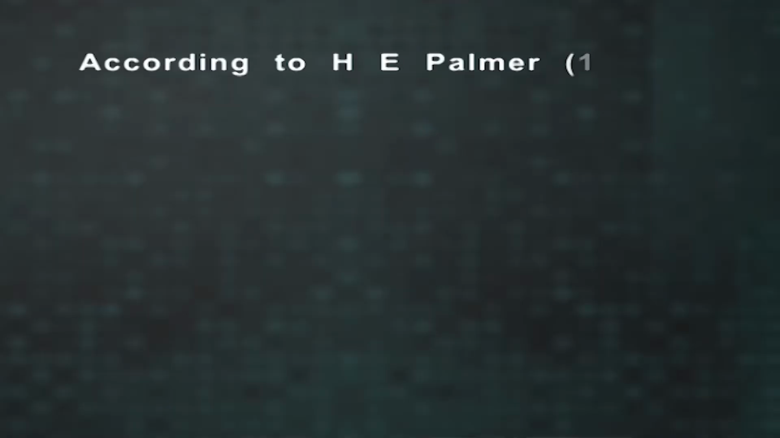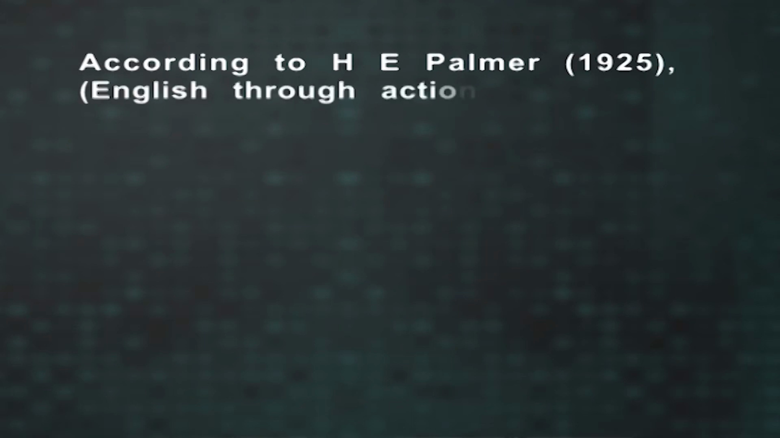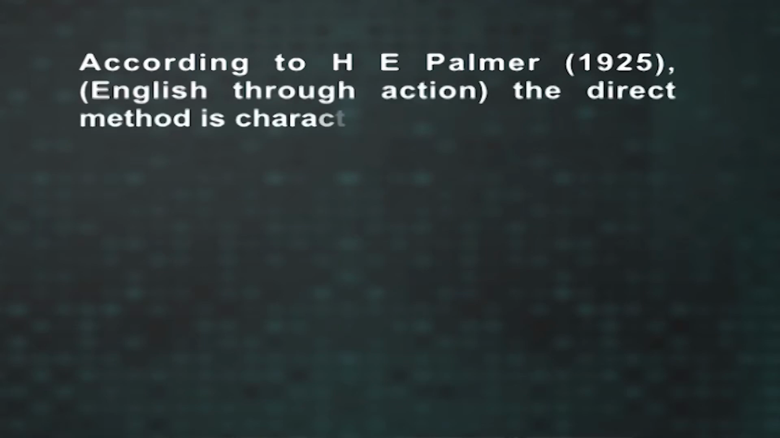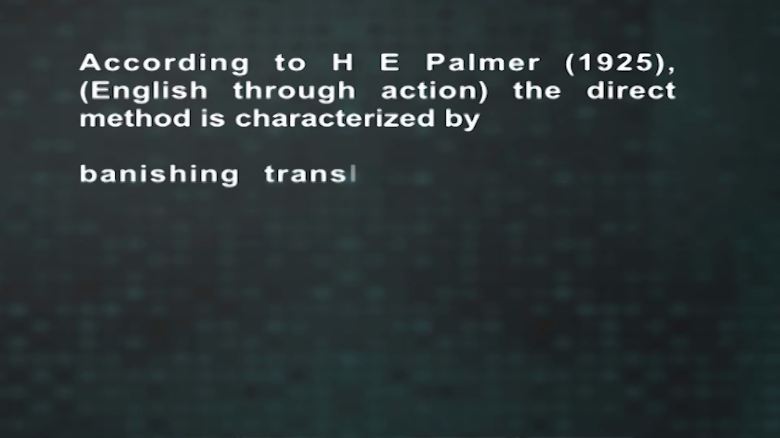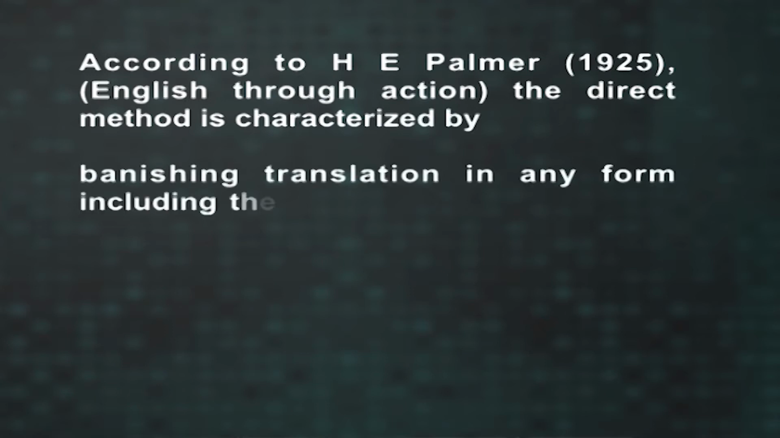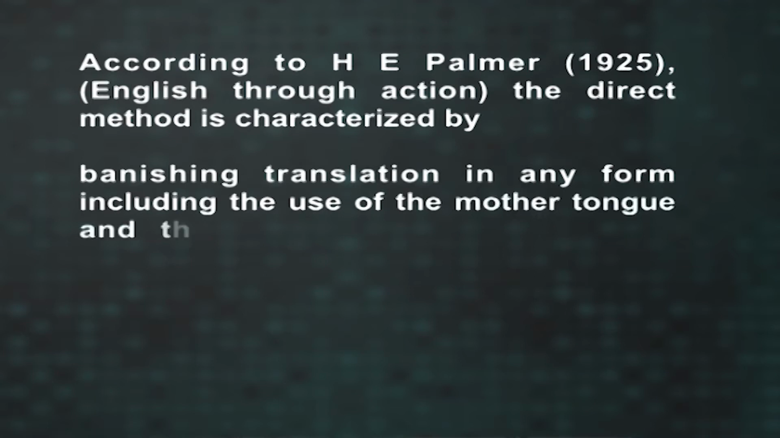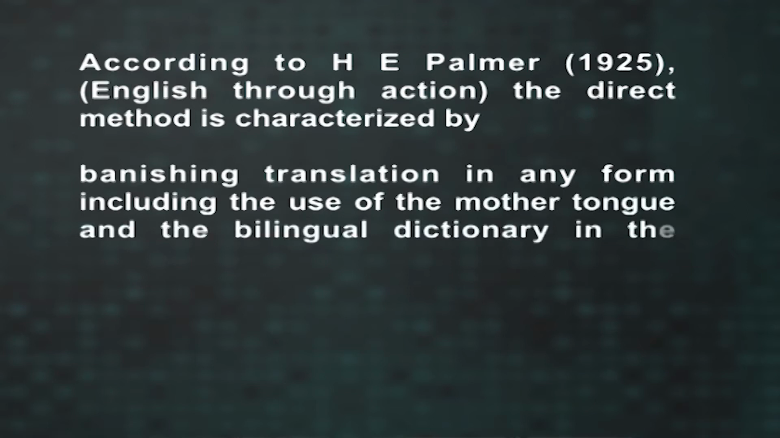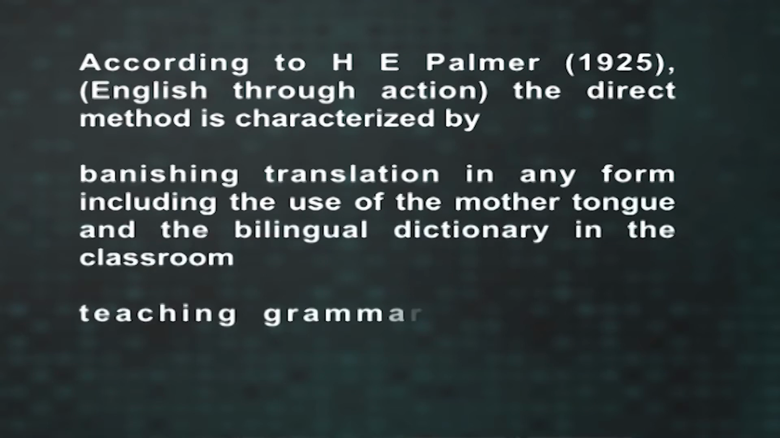Grammar, if necessary, was taught inductively. Only the functional level grammar was given importance. The aim of the direct method was to get the learner to think in the target language. According to H. E. Palmer, 1925, English Through Action, the direct method is characterized by banishing translation in any form, including the use of the mother tongue and the bilingual dictionary in the classroom.